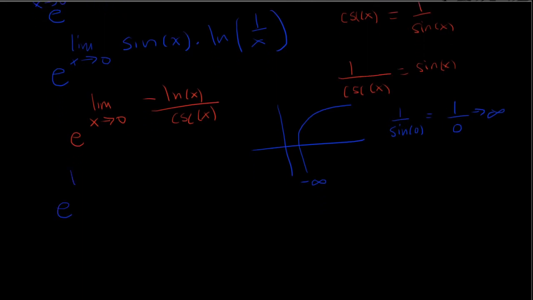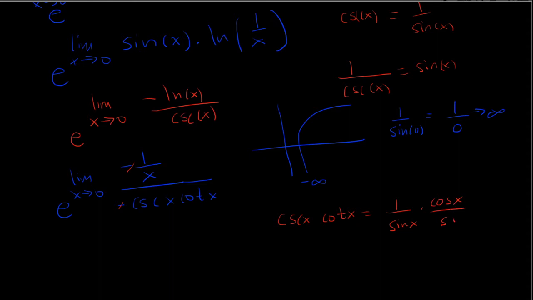So we're going to take the derivative of the top and the derivative of the bottom. The derivative of negative ln of x is negative 1 over x. The derivative of cosecant is negative cosecant cotangent, so the negatives are going to cancel. Now we're just going to rewrite this. Cosecant cotangent can be rewritten as 1 over sine times cosine over sine. And then we have 1 over x.